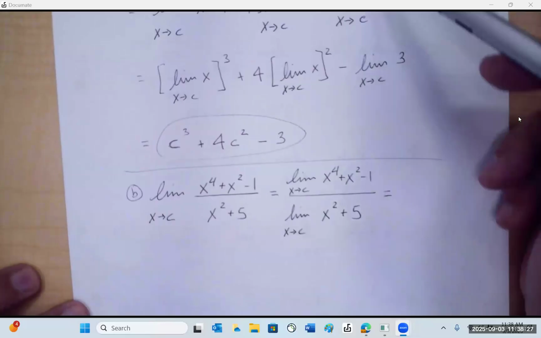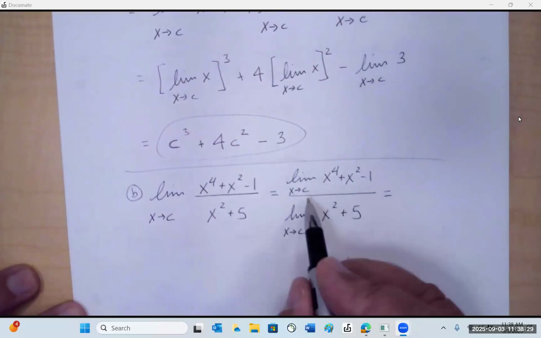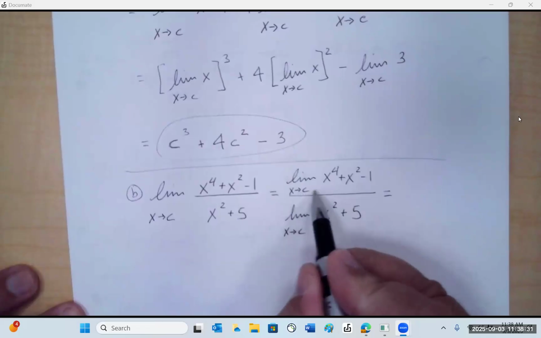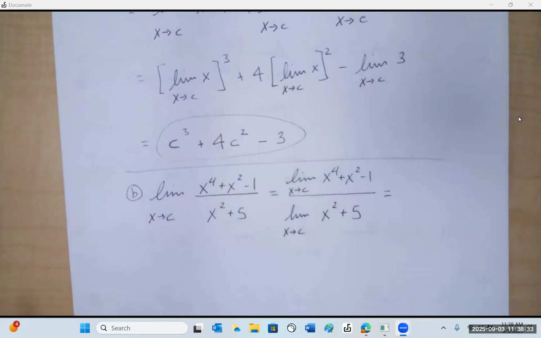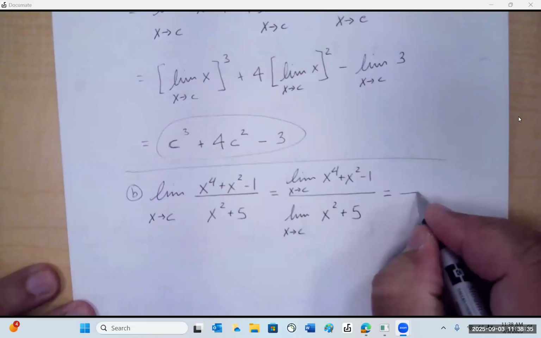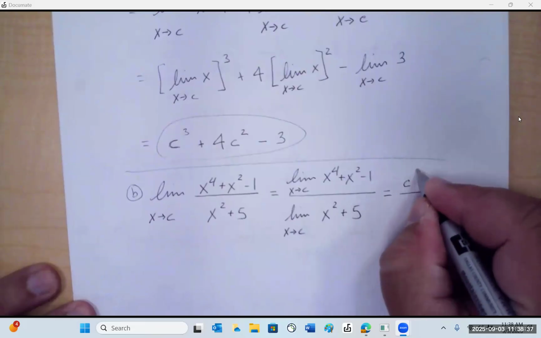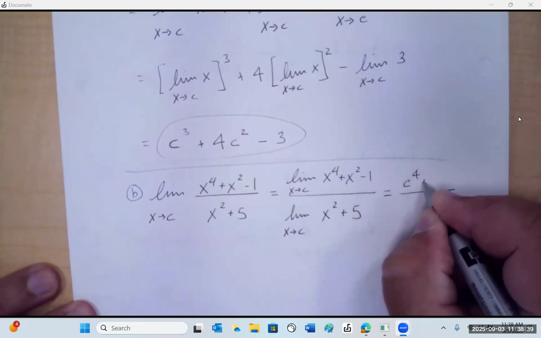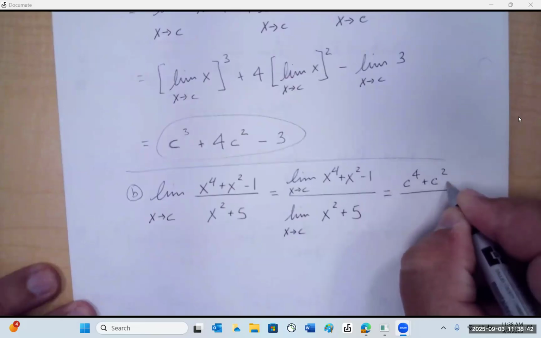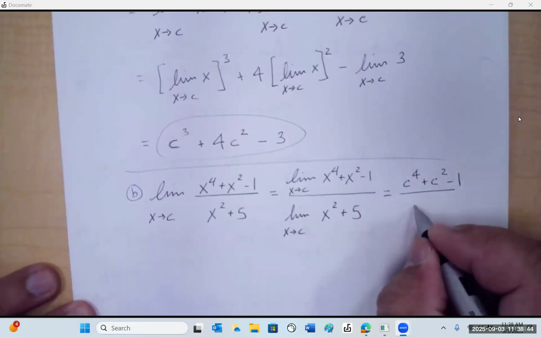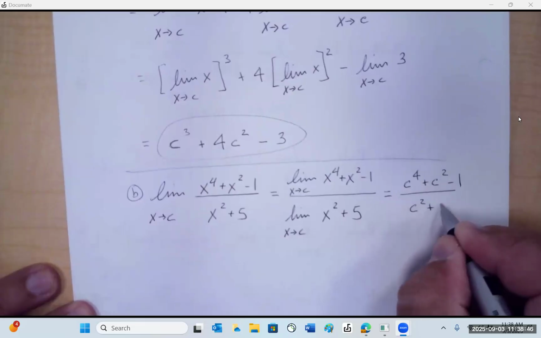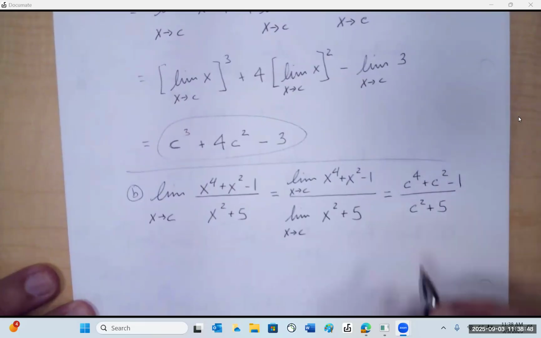And similar to as we just did above, basically what you do now is anywhere you see an X, put a C. So we have C to the fourth plus C squared minus 1, over C squared plus 5. And there's your answer.